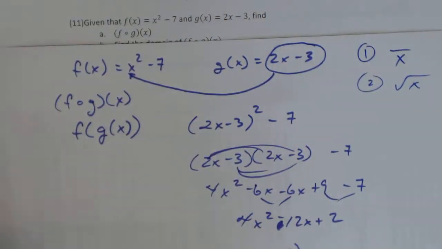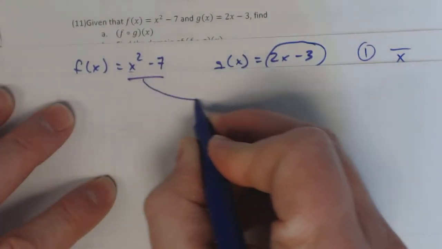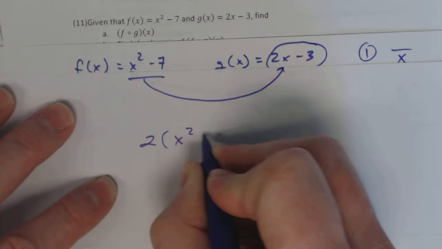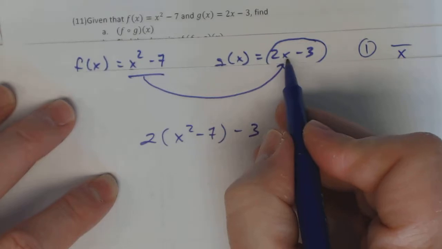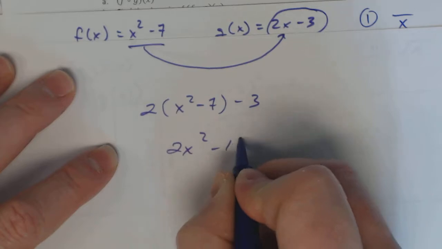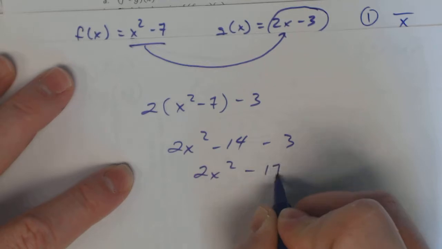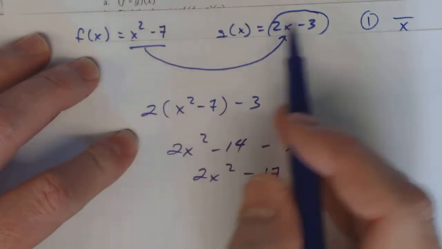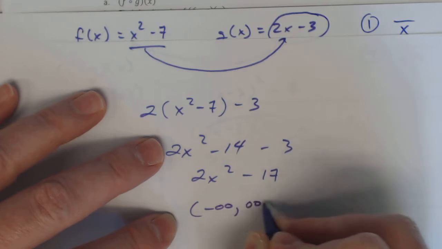So it would be 2 parentheses x squared minus 7 minus 3. See, that x right there became that whole function. So distribute your 2. You'd have 2x squared minus 14 minus 3. And that'd be 2x squared minus 17. Now remember, the domain of both of these is all real numbers, so the domain of the composite function will be all real numbers as well.